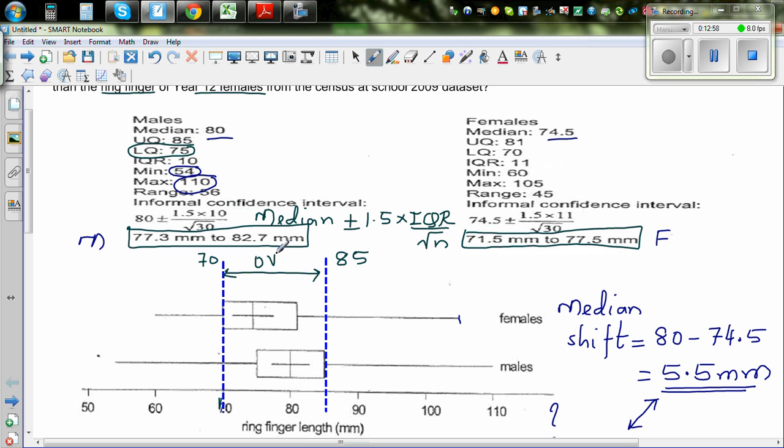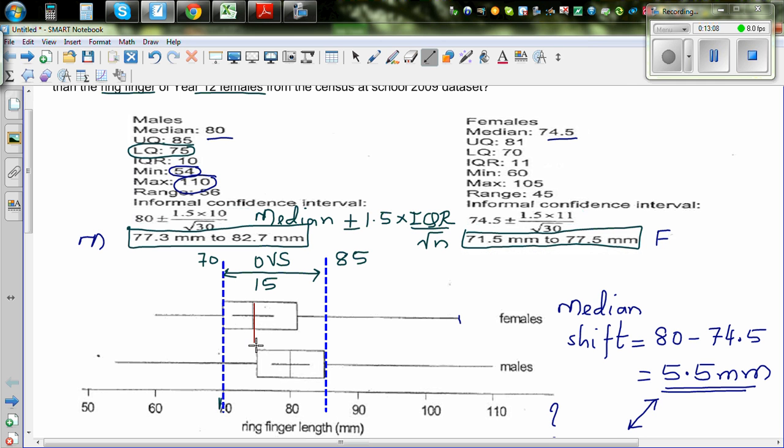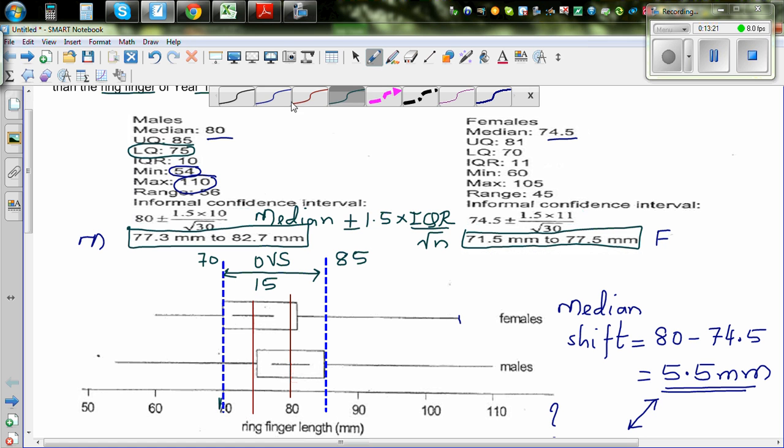OVS stands for overall visible spread, which is 15. Okay, and this distance is called the median shift. Let me show this again better. So this is called the median shift. So I'll write MS. This is called the MS, the median shift.